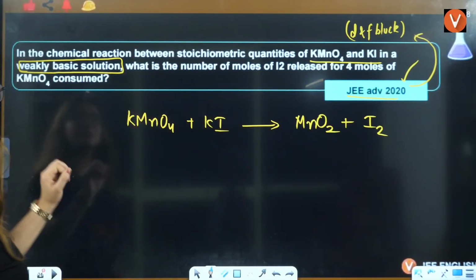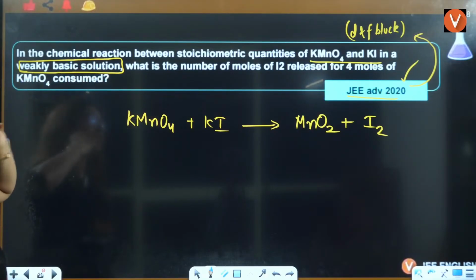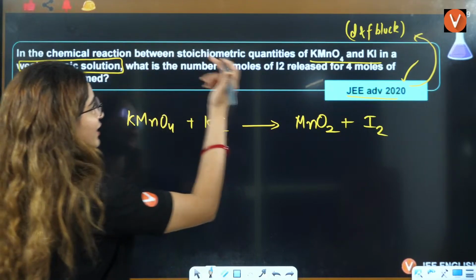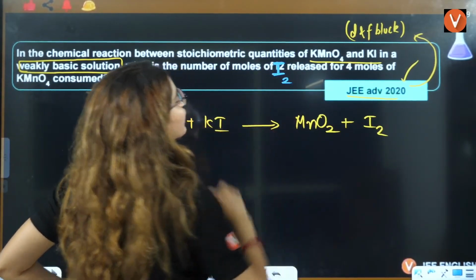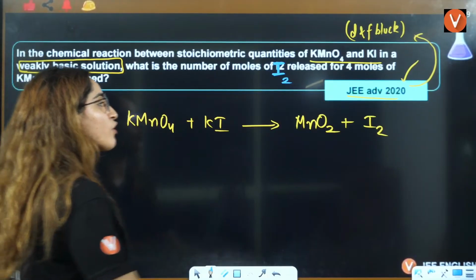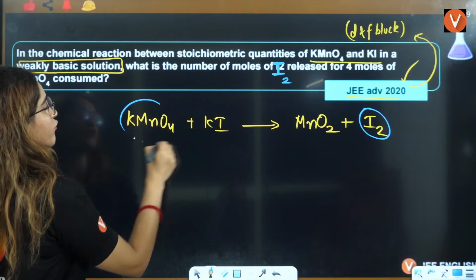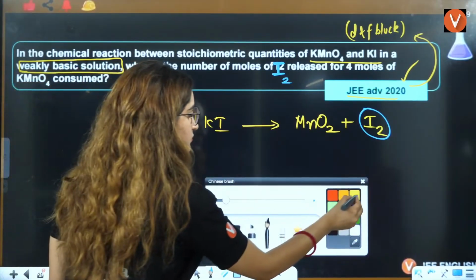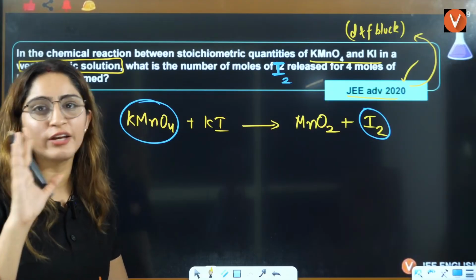Now, next is, what is the number of moles of I2 released for 4 moles of KMnO4? What is the number of moles of I2 released? They are saying number of moles of I2 released if 4 moles of KMnO4 are consumed. Right? Guys, you can solve it in various ways.